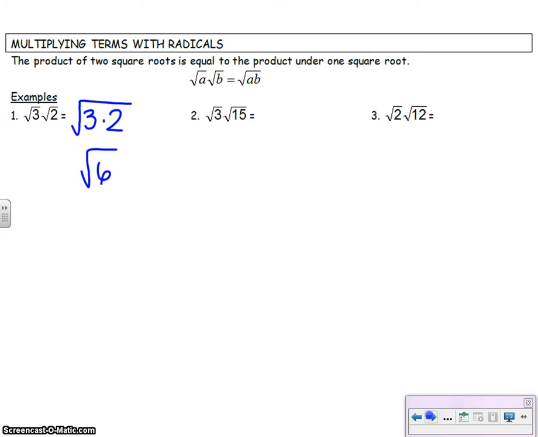Now we have to be careful to make sure that it's simplified. Do any of our perfect squares go into 6? No, they do not. So the square root of 6 is our answer.